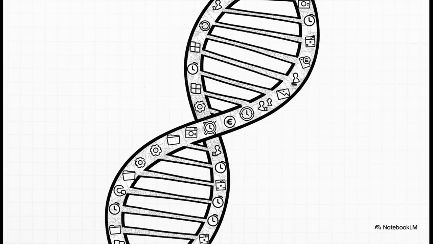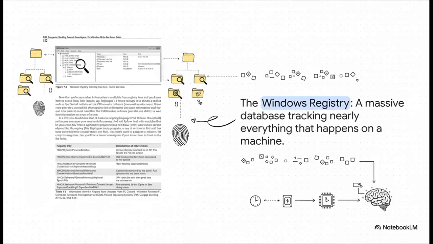Honestly, the best way to think about it is like this. It's the computer's DNA. It contains the blueprint for pretty much everything that has ever happened on that machine. And this is what it looks like. Yeah, I know, it looks a little intimidating, right? It's just this massive, sprawling database. But for a forensic investigator, every single one of those folders and keys is a potential lead. It's a digital fingerprint left behind by a person or a piece of software.